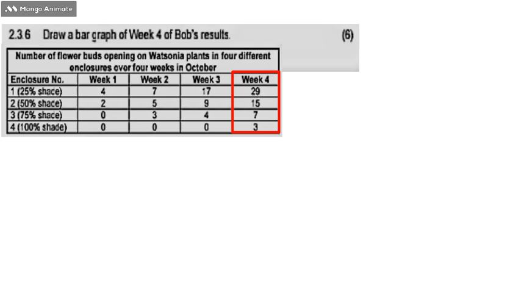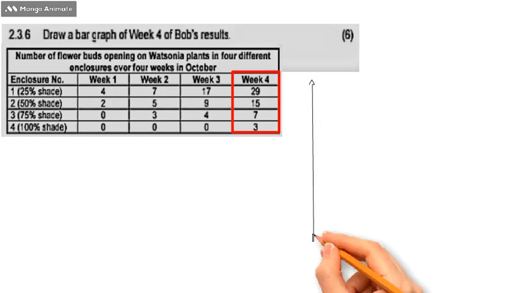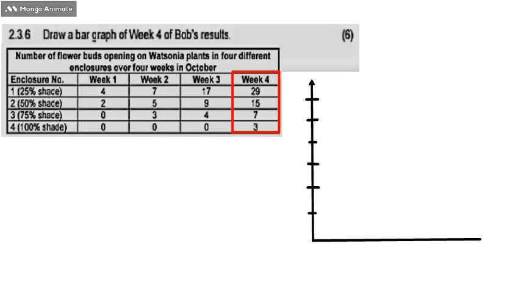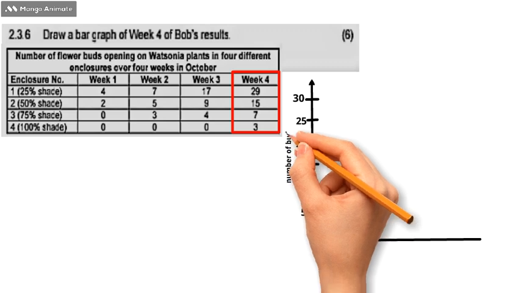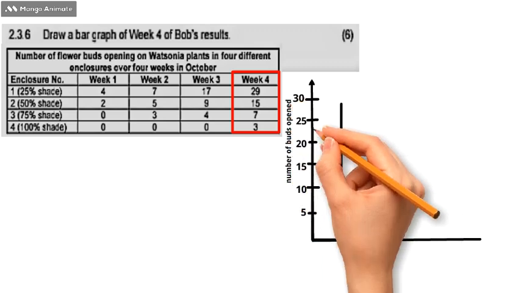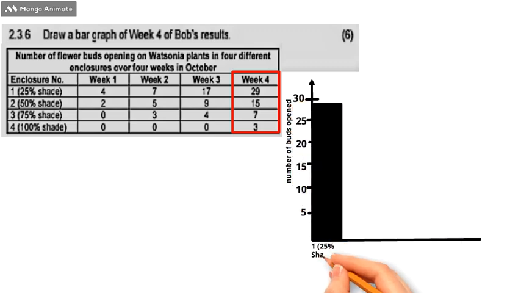Now the actual question is that we draw the graph. For the first one, I'm going to draw the bar here, which will reach up to 29. So I'll put 30 here, and I'll write the lines in intervals of 5. Then I'm going to put this bar close to 30, that is 29. Then the second enclosure was 15, so I'm going to draw the bar here.